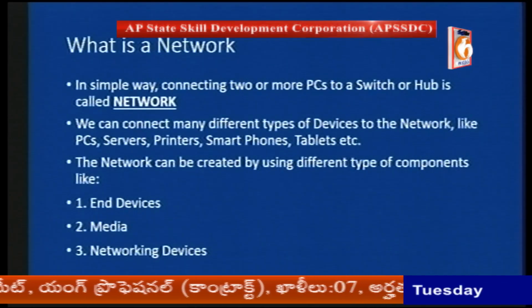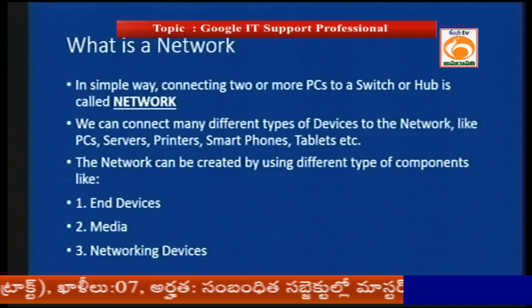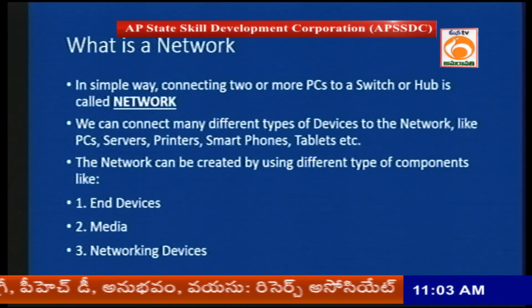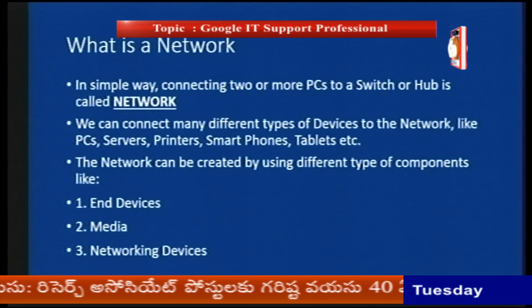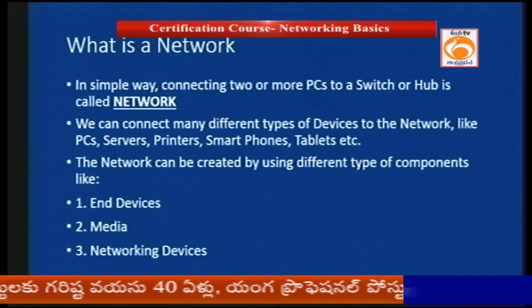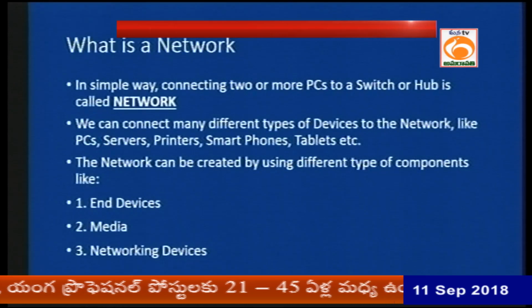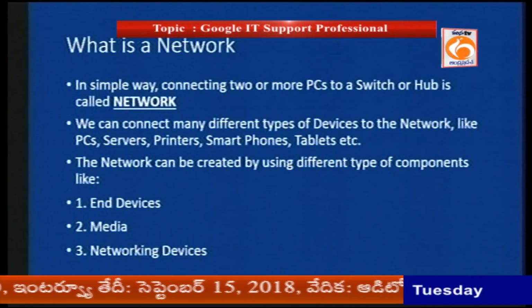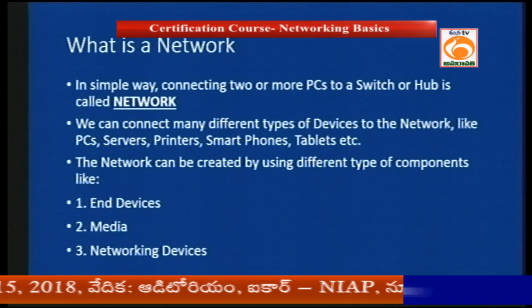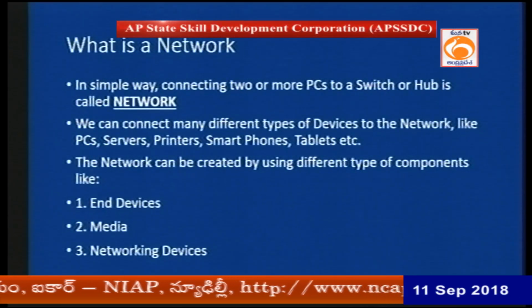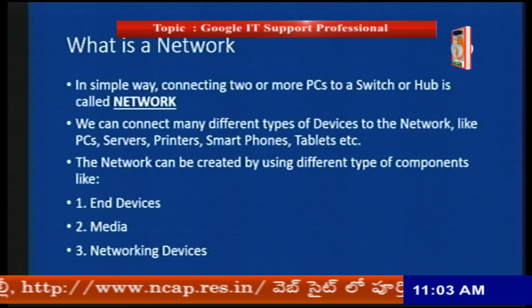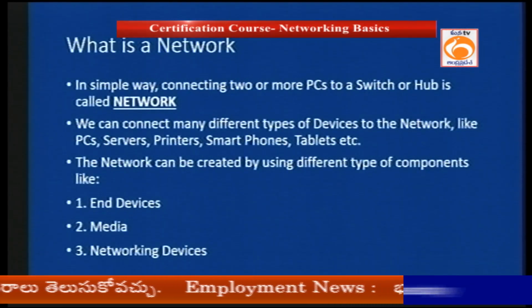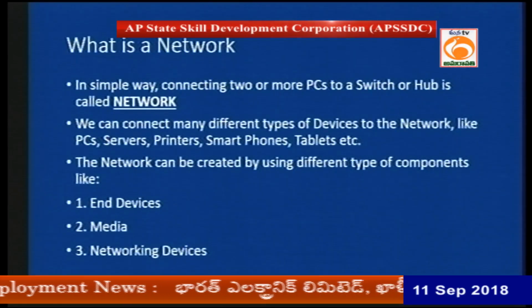Most commonly used devices are PCs, computers, servers, printers, smartphones and tablets, which are also devices that are part of the network. We call these kinds of devices end devices. To set up a network we require different kinds of components, and those components are: number 1, end devices, number 2, media, and number 3, networking devices.